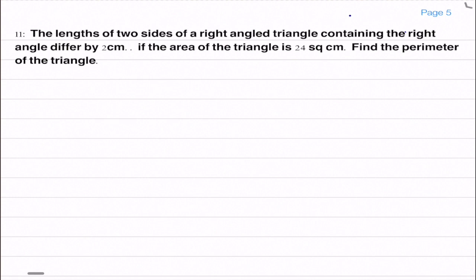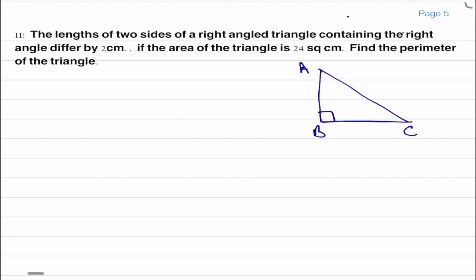The lengths of the two sides of a right angle triangle containing the right angle differ by 2 centimeter. Question is, there is one right angle triangle and the sides which contain the right angle differ by 2, means the difference between the perpendicular and the base is 2. So you can take either base as x or height as x, the choice is yours.